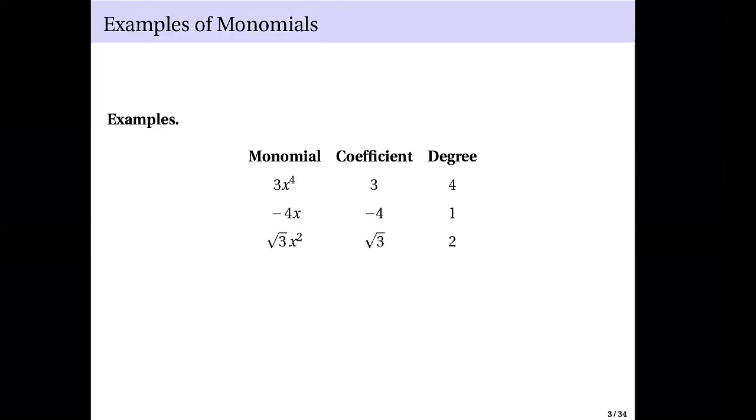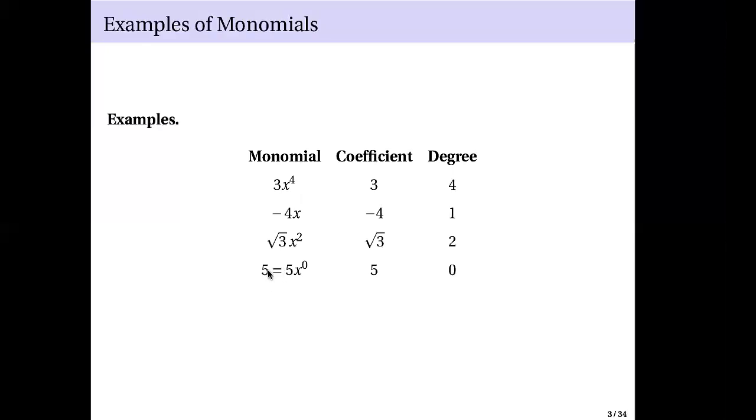Next example here, you have square root of 3 x squared. So the number here, square root of 3, is the coefficient of the monomial. And the power 2 here is the degree of the monomial.